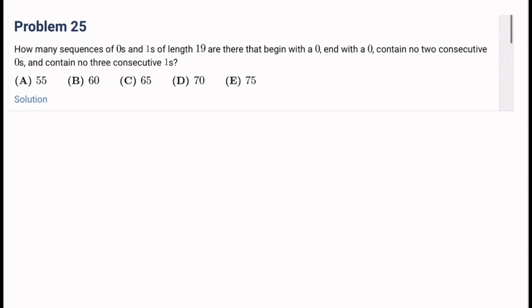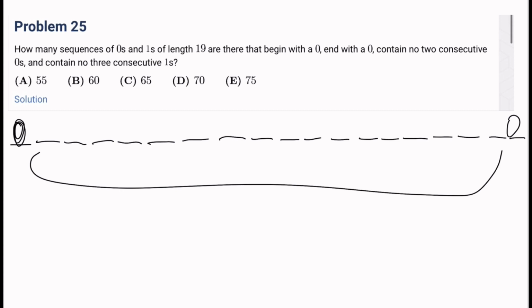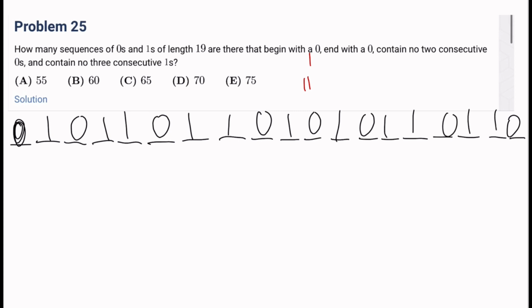And so if they are length 19, let's put up length 19 things, like that, right? And they have to begin with a 0 and end with a 0. So this is going to be 0, and this is going to be 0, right? And inside here, there can be either one 1 by itself or 2 ones together, right? And then they will all have to be separated by 0, so it can be 0, 1, 0, 1, 1, 0, 1, 0, 1, 1, 0, 1, 1, 0, like that, right?